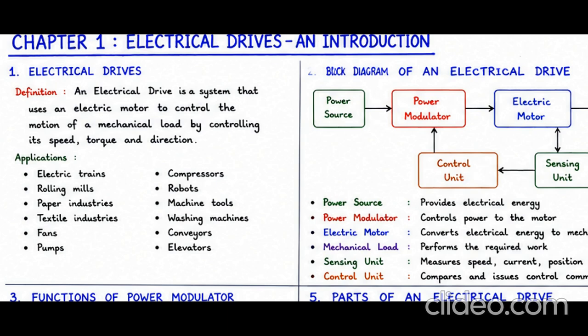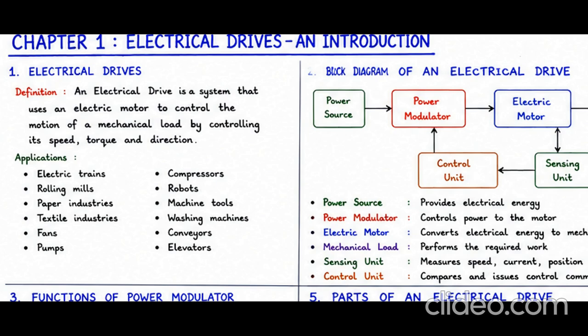Think about an elevator. When you press the fifth floor, the elevator should start smoothly, travel at the required speed, and stop exactly at the fifth floor. All this is possible because of an electrical drive. So, an electrical drive is a system that uses an electric motor to control the motion of a mechanical load by controlling its speed, torque, and direction.